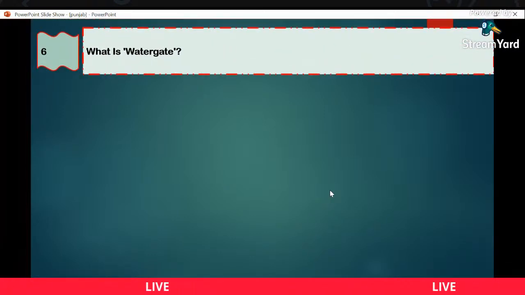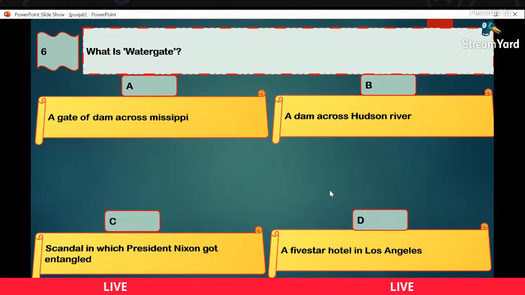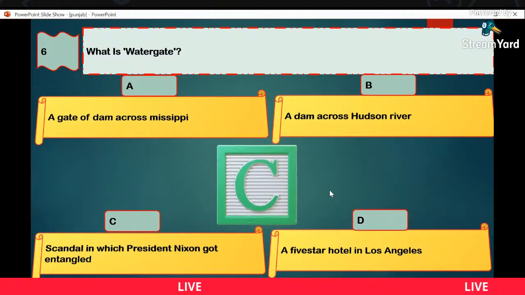Next question, question number 6. What is Watergate? Options: A. A gate of a dam across the Mississippi. B. A dam across the Hudson River. C. A scandal in which President Nixon got entangled. D. A 5-star hotel in Los Angeles. Veronica mentioned C. Let's check what is the correct answer. Deepa. Yeah, C is the correct answer for this question.